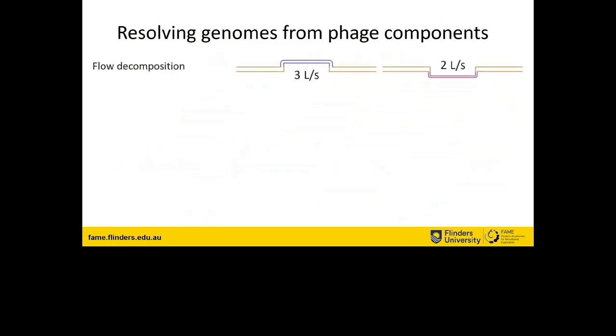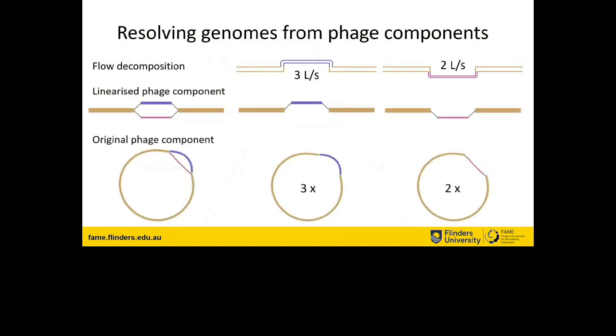Now I take these 2 parts and backtrack them to our linearized phage component and our original phage component. You can see that these 2 parts actually represent genomes. So here we have 2 genomes. The amount of water passing through the pipes translates to the number of copies each of these genomes have. So this genome has 3 copies, and this genome has 2 copies. Similarly, we repeat this entire process for all of our phage components, and everything has been automated in Phables.